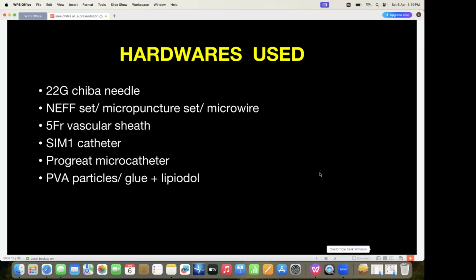May not be required. And then subsequently, each branch may be selectively cannulated using a pro-grade microcatheter, and then PVA particles or glue with lipiodol and dextrose combination can be given.